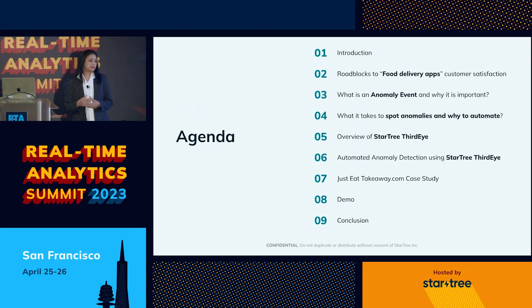Our agenda would somewhat look like this. We will start with an introduction, more about why customer satisfaction is important and what are the roadblocks that one could face, especially in food delivery apps, because that's the theme today. And then what anomaly detection is and why it is important for driving customer satisfaction, what it takes to find those anomalies and how to automate them. And we will talk a little bit about StarTree ThirdEye, which is built on top of Apache Pinot, and how it is solving some of these pain points. And then Leon will give a nice walkthrough of their case study at JustEat, and how they're using it in real time and getting the value, and you'll also see a live demo.